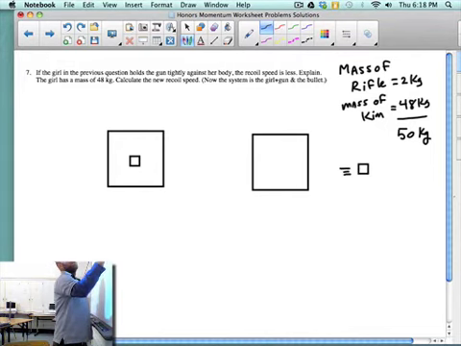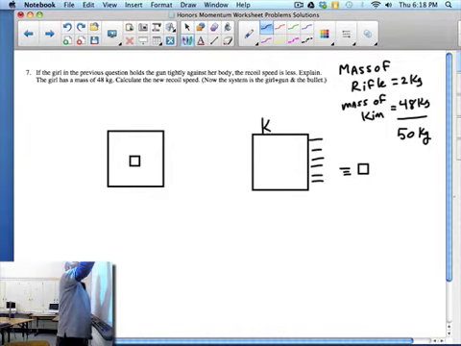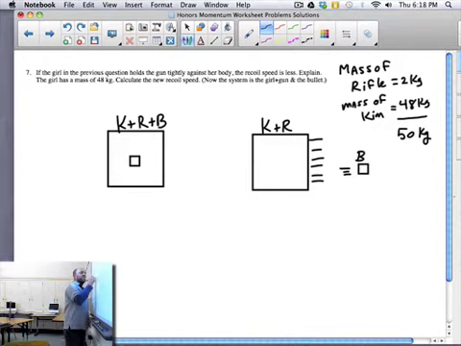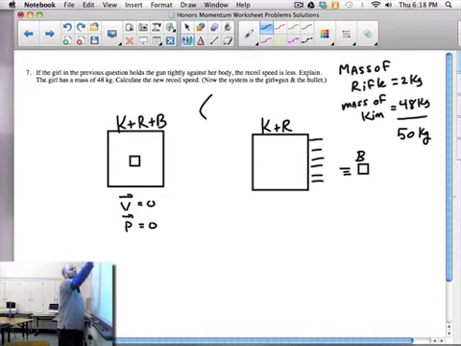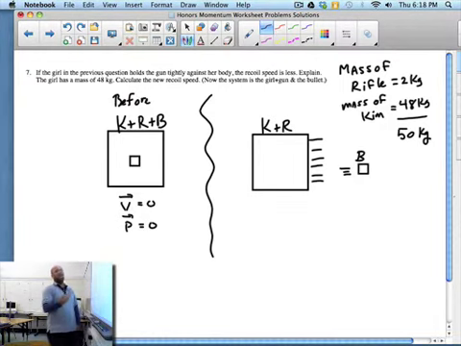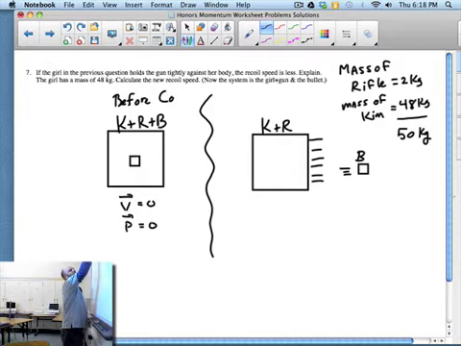So there's the bullet moving to the right. There's Kim plus rifle moving to the left. There's the bullet. This is Kim plus rifle plus bullet. All right? And just like before, since the velocity is 0 before the collision, the momentum is 0 before the collision. So this is before. You probably never thought of it this way, but an explosion is just a type of collision.